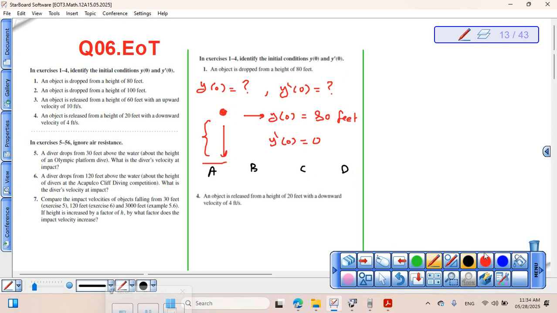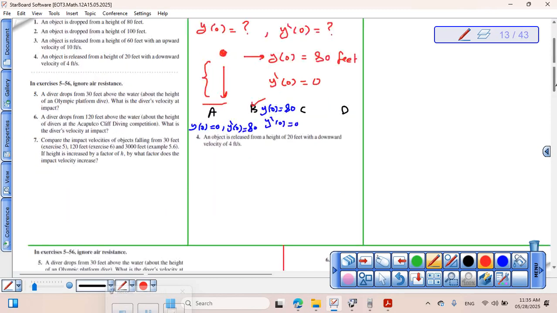Here, y at 0 equals 0, y prime at 0 equals 80. Maybe here, y at 0 equals 80, y prime at 0 equals 0, and so on. Which one is right? This. Okay, this choice is right.